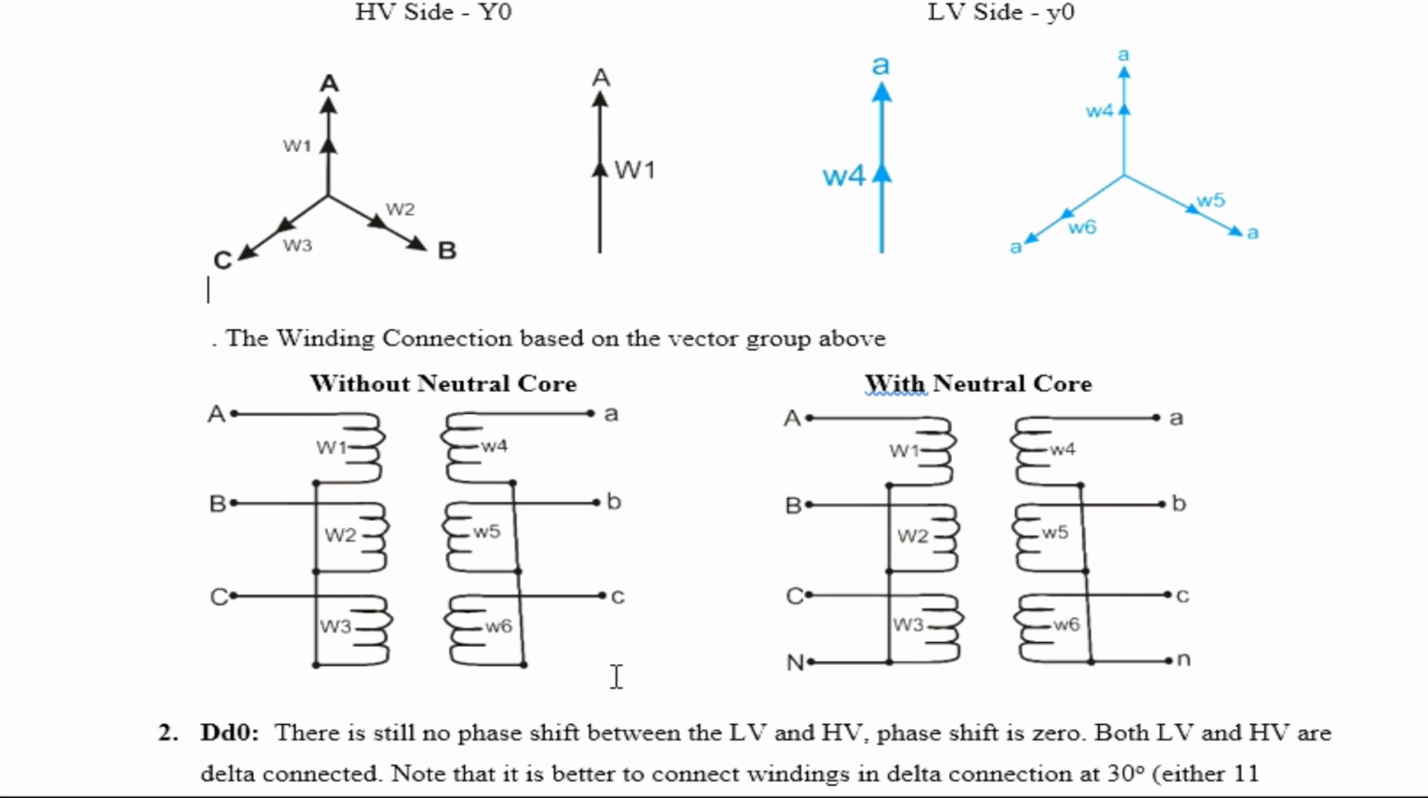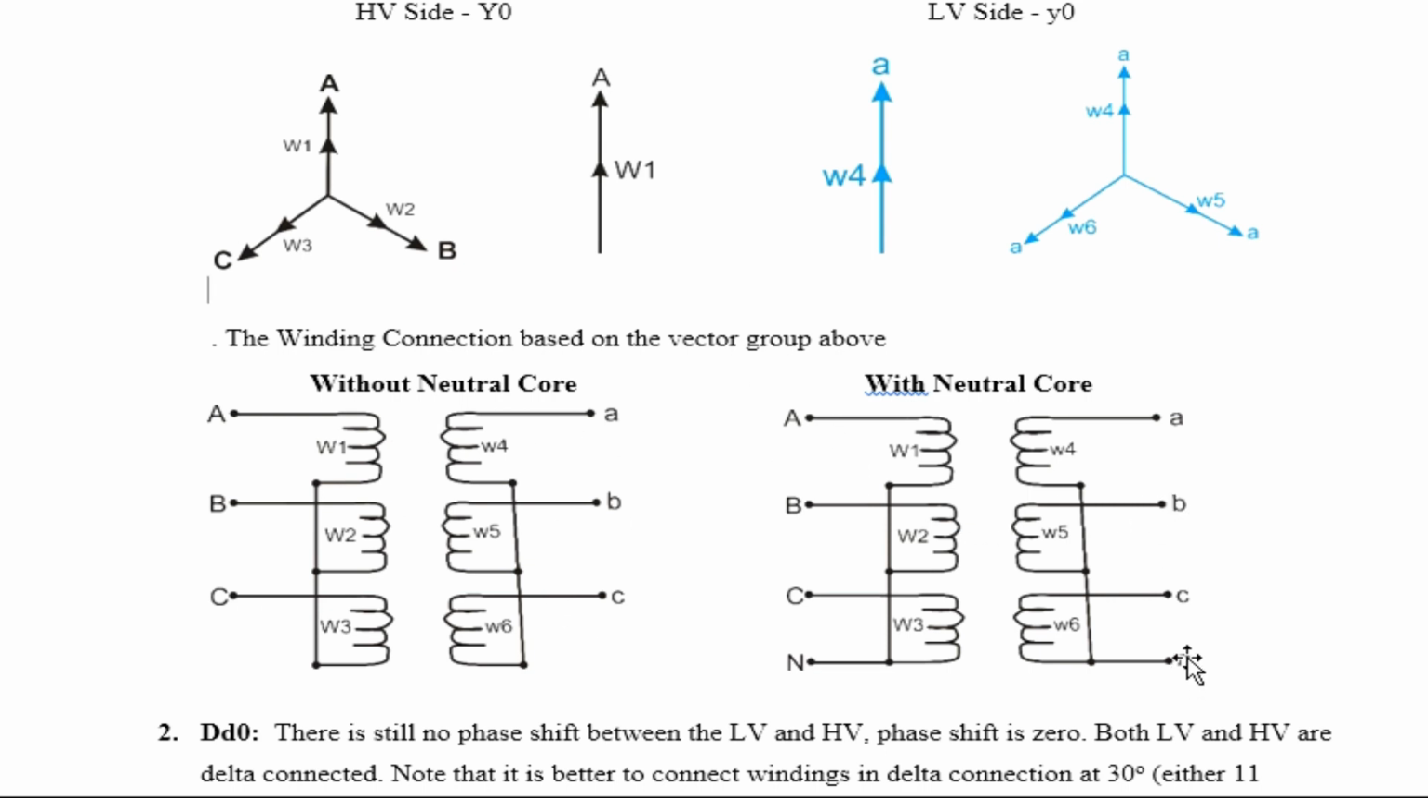Then for the low voltage winding, you have W4, W5, W6. Now your polarity side of W4 is connected to A. The polarity side of W5 is connected to B. The polarity side of W6 is connected to C. So this is how you draw a YY0 connection.